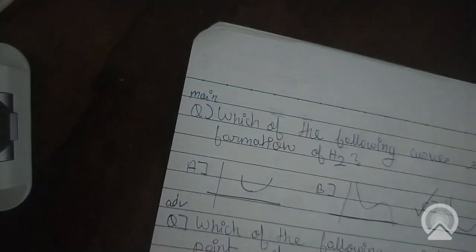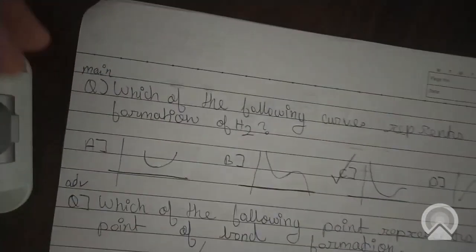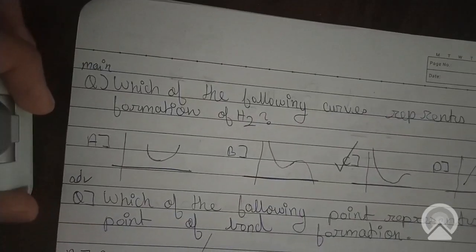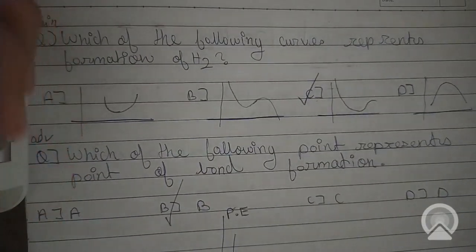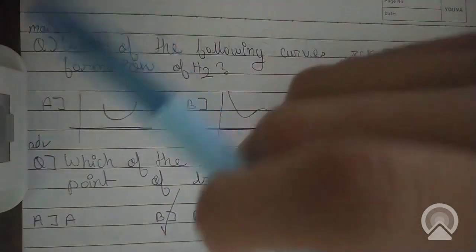Now let's do some questions. I think an important part of the lecture is already finished. Not much time remains. So which of the following represents the formation of hydrogen H2? Just look at these graphs and try to understand which graph looks most similar to what ours looks like. Or let's discuss them one by one, right?